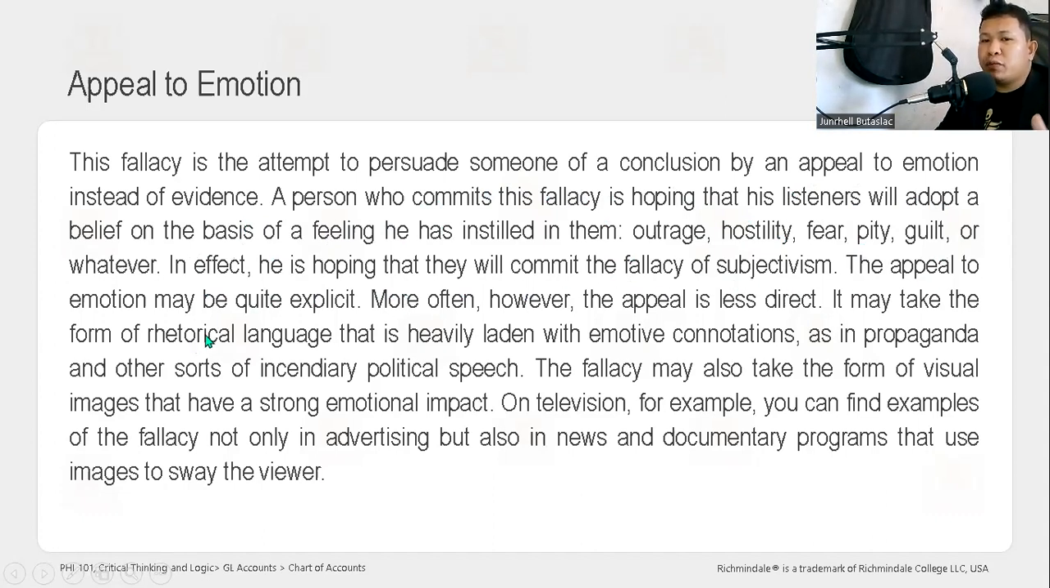The appeal to emotion may be quite explicit. More often, however, the appeal is less direct. It may take the form of rhetorical language that is heavily laden with emotive connotations, as in propaganda and other sorts of incendiary political speech. The fallacy may also take the form of visual images that have a strong emotional impact. On television, for example, you can find examples of the fallacy not only in advertisements, but also in news and documentary programs that use images to sway the viewer.